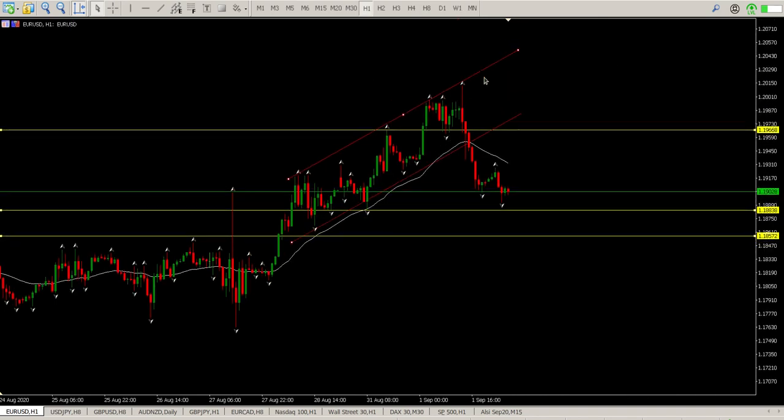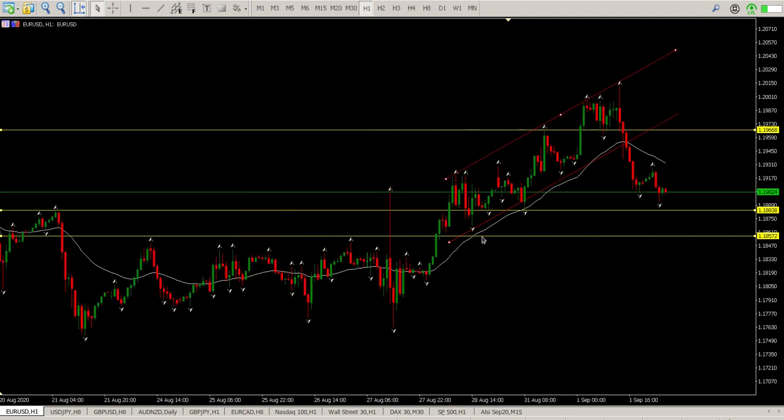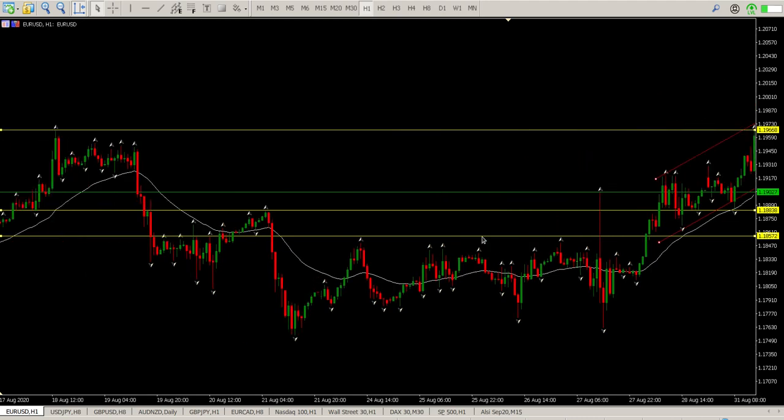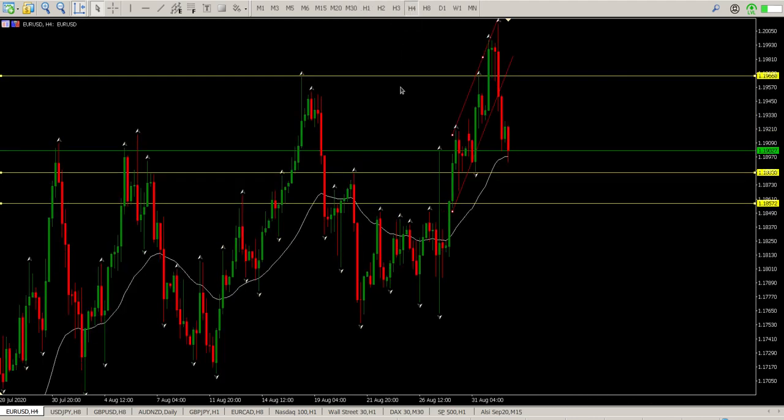So we had a fairly decent channel. We've broken through it. We haven't really tested it. Does look like we have a move setting up the downside. I'm still looking for buying opportunities, and the first one is right here, 118.838, and then the second one is down here at 118.572.